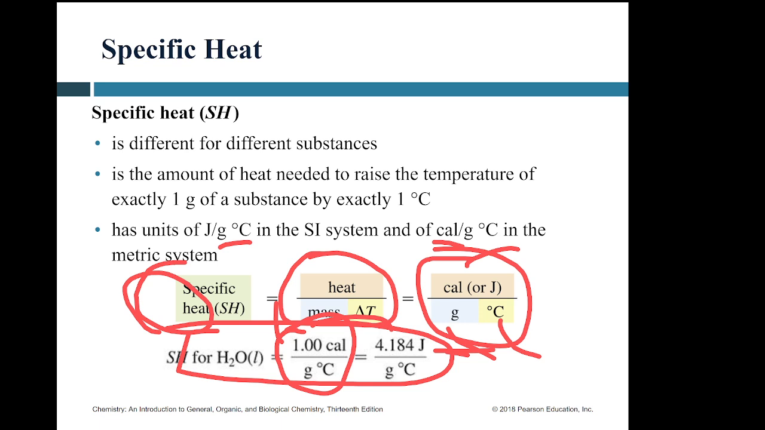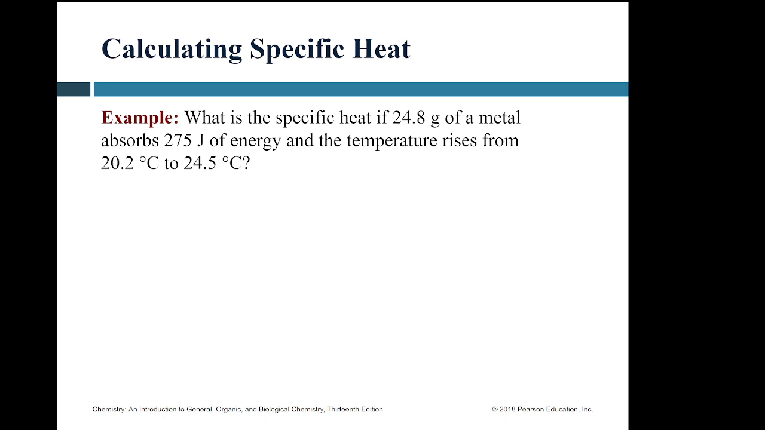Okay? All right, so what is the specific heat if 24.8 grams of metal absorbs 274 joules of energy and the temperature rises from 20.2 degrees Celsius to 24.5 degrees Celsius? Okay, so what was specific heat again?